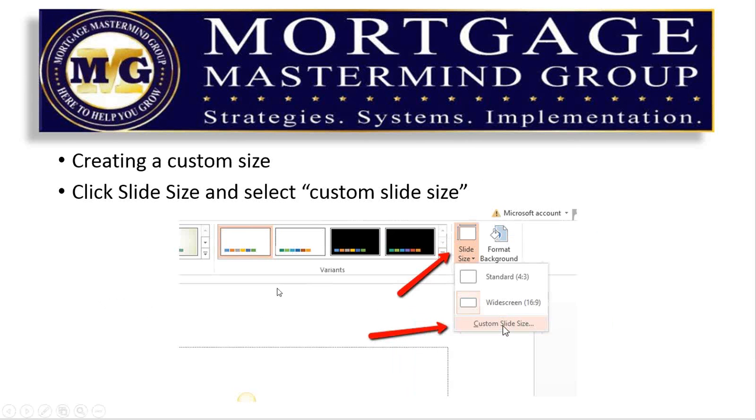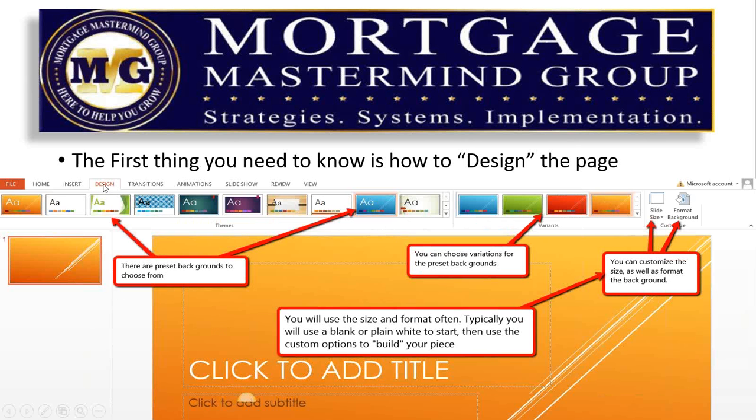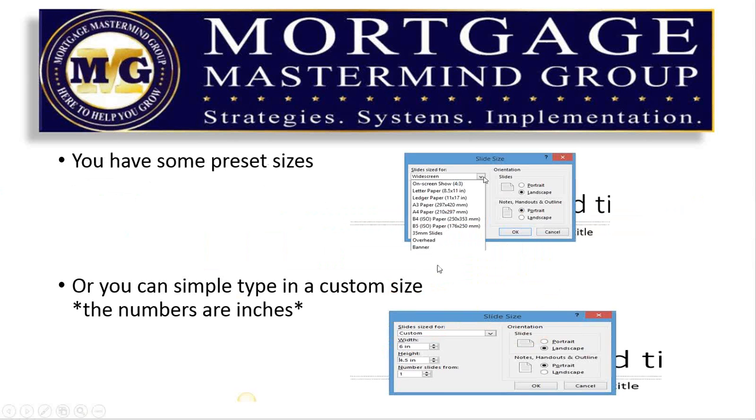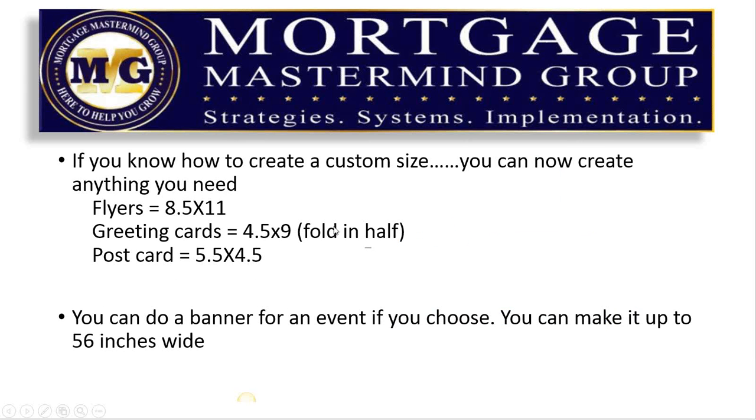And again, to get to that, just from the regular PowerPoint screen under Design, right over here is Slide Size. When you click Slide Size, you select Custom Slide Size, and then you can either choose from a preset or put whatever size up to 56 inches wide that you want. That's pretty awesome stuff right there, guys. That's pretty cool that you can do that. And if you know that you're able to do that, you can now create any marketing materials that you want.